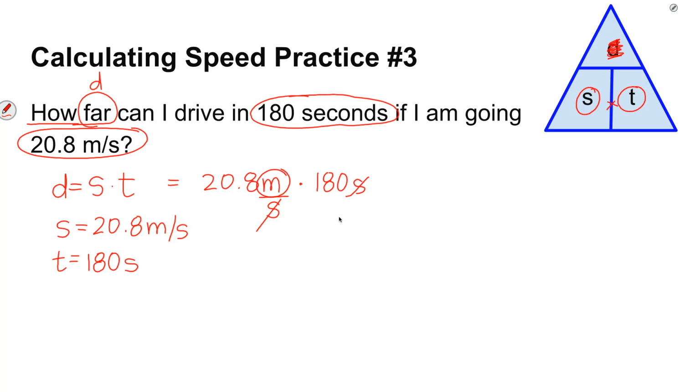Let's see, I can't do this one in my head, so I'm going to jump on my calculator. 20.8 times 180, I get 3,744 meters. I'm looking for a distance, and meters is a measurement of distance, so I've done this one correctly. You guys are ready to try some problems on your own.